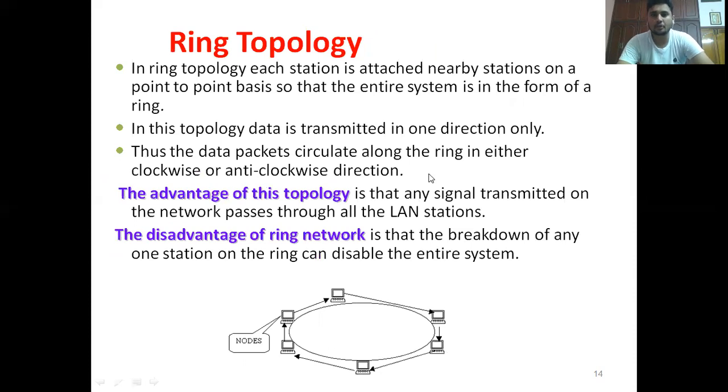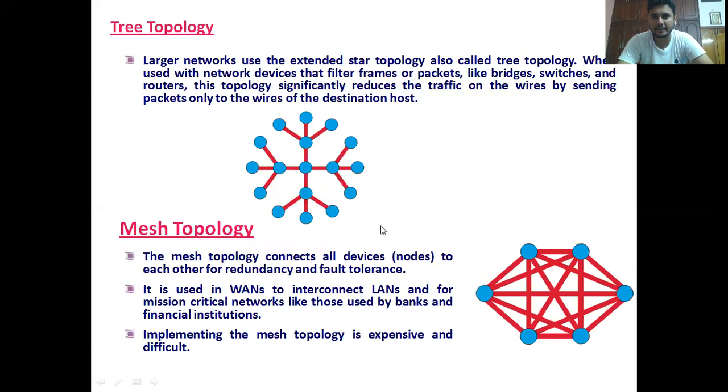And next one is the ring topology, simply in a circular way. So it is very easy to connect. The advantage is that a single one-way transmission is running here. The disadvantage is that if any one station in the ring breaks down, it can disable the entire system. If this node fails, it automatically affects the entire system. So that is the main drawback of ring topology. And next one is tree topology.